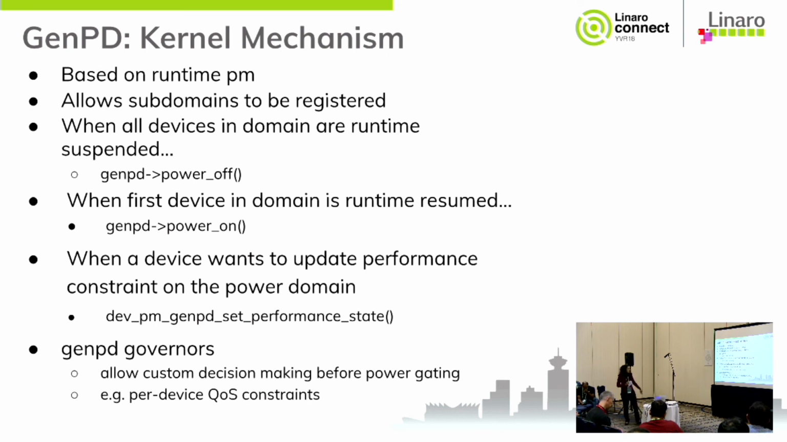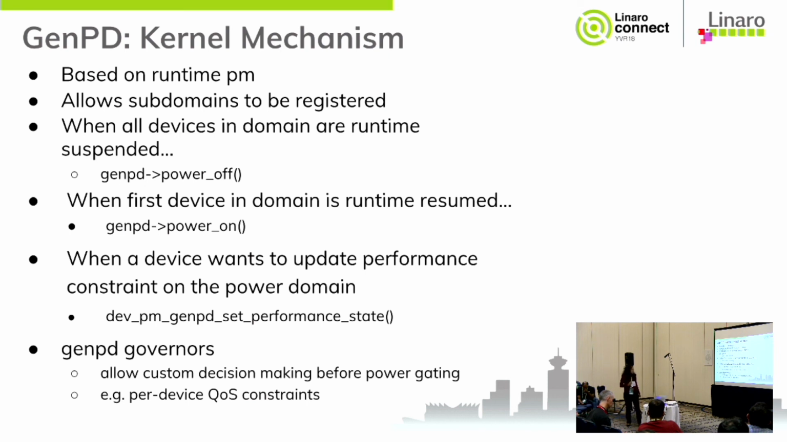So when all devices in the domain are suspended, GenPD power off is called, which is the platform specific hook. So the hook is called to actually power down the domain, and then similarly when the first device in the domain is resumed, power on is called for the corresponding power domain.